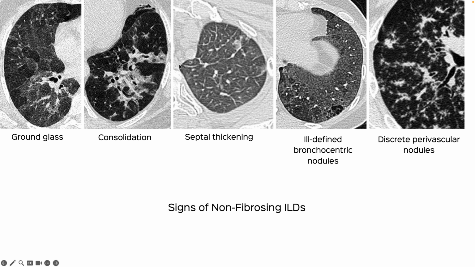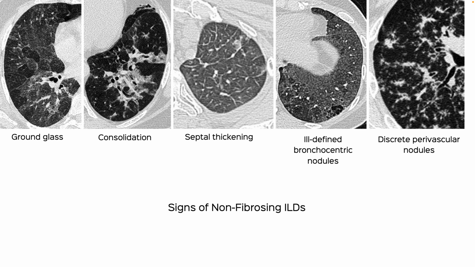And you have these 5 plus cystic ILD forming the non-fibrosing ILD signs. And so that's ground glass, consolidation, septal thickening, ill-defined non-branching centrilobular nodules, and discrete subpleural non-branching perivascular fissural nodules. Now, when we see only these signs, these imply non-fibrosing ILDs, and so they don't come under the ambit of IPF, non-IPF in that setting.